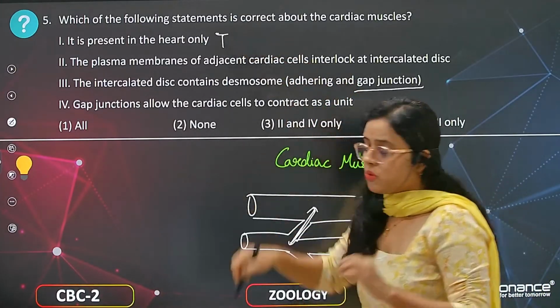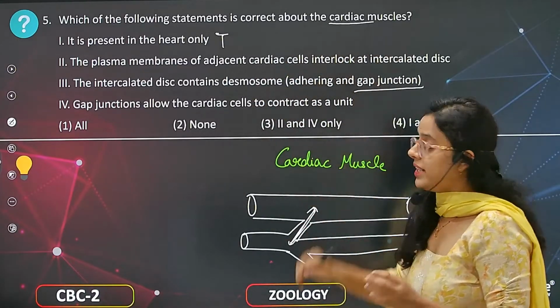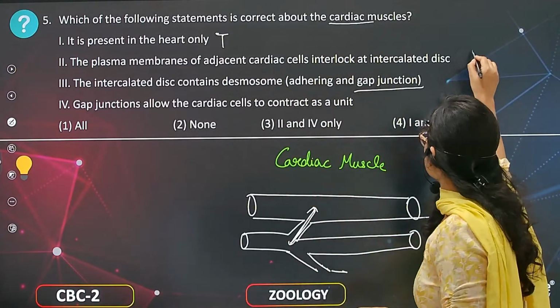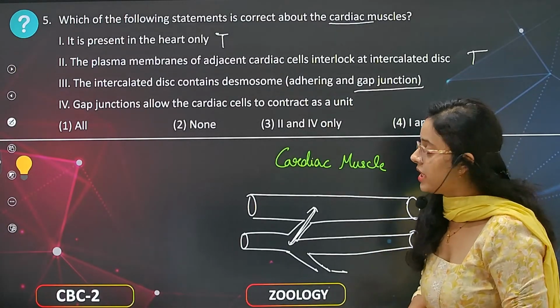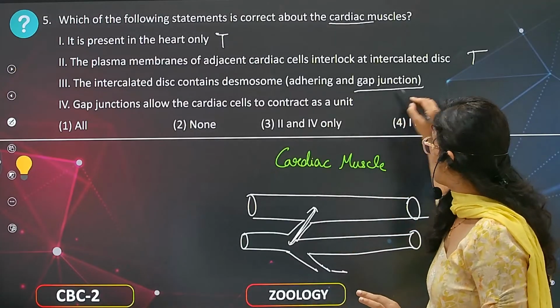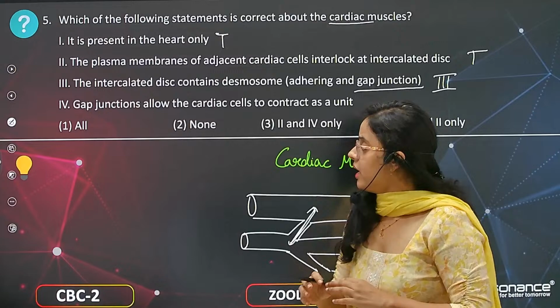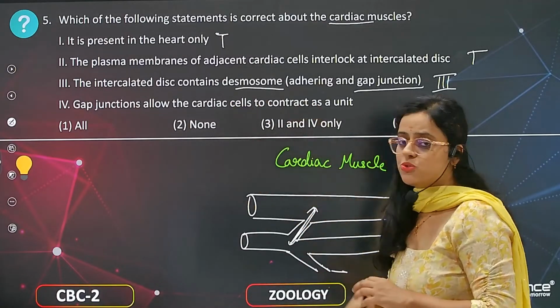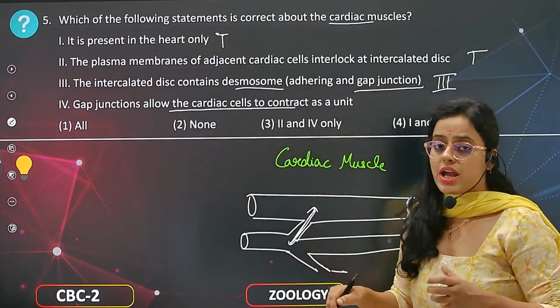Cardiac muscles are only present in the heart. That is the reason they got the term, right, cardiac. Then this intercalated disc is also a correct statement, the second statement. What about the third statement? It is also correct. Why? Because the cardiac muscles are closely attached to each other by desmosomes or gap junctions. Gap junctions allow the cardiac cells to contract as a unit.